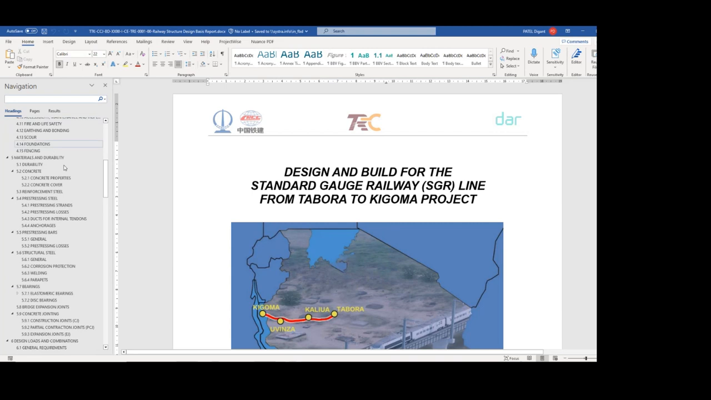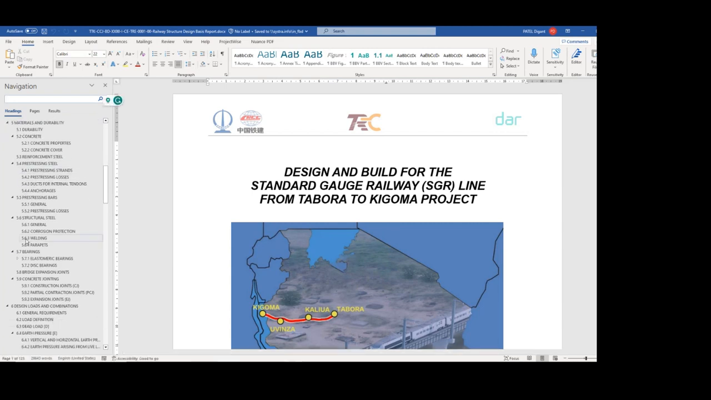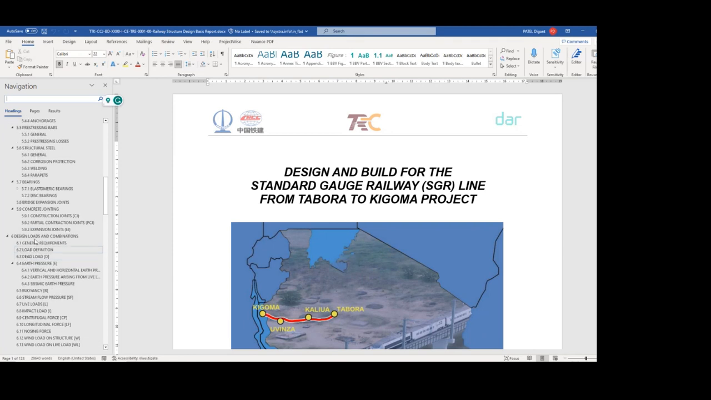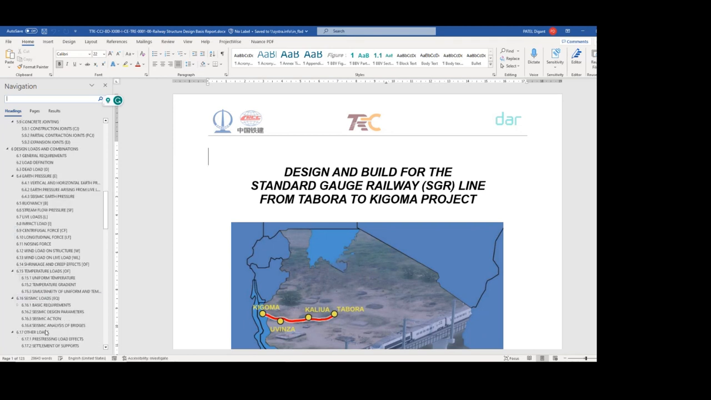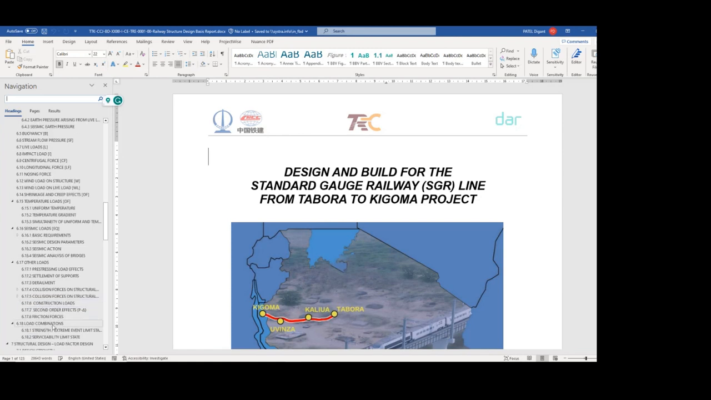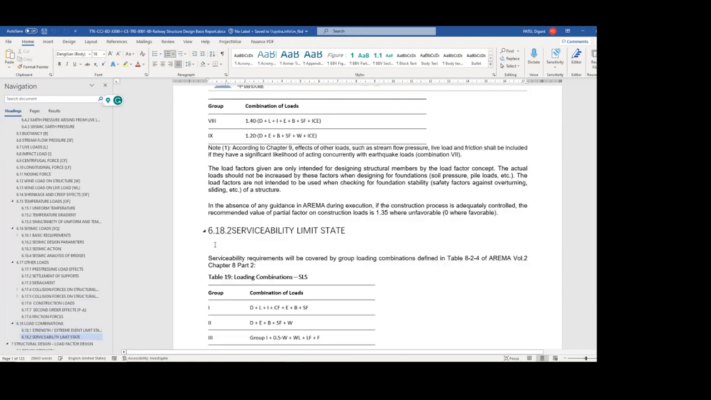If possible, please try to read the TBR. We will get much more things, and knowledge will be increased. Other loads and this load combination.